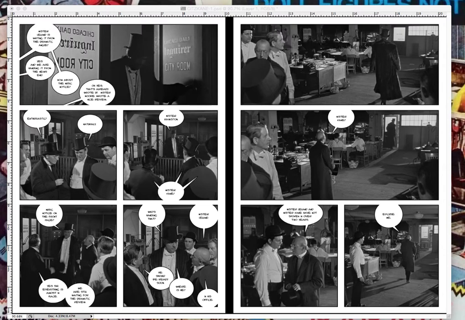And I pulled this example from Citizen Kane. So I took screenshots from the movie. If you haven't seen it, not a big deal. But this is an important scene, and I turned them into graphic novel pages. So let's start on page 1.